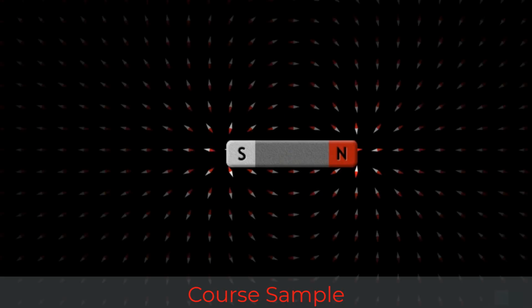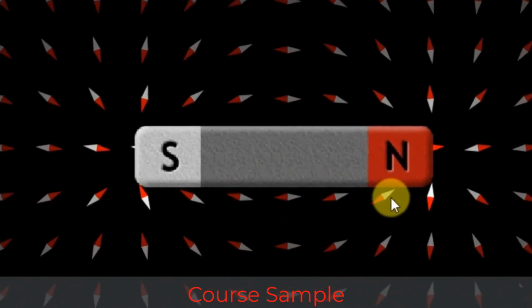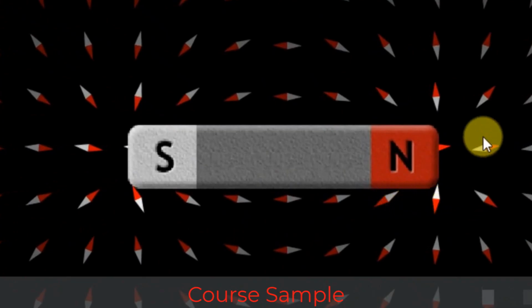If I turn on the magnetic field, we can see that the north end of the magnet would attract the south end of another magnet. You can see that because these compass lines around the side indicate the magnetic field. So north attracts south, and south attracts north, and north would actually repel north, and south would repel south.